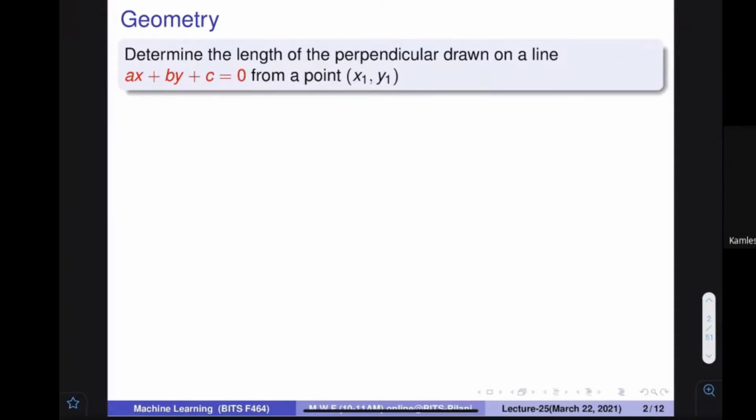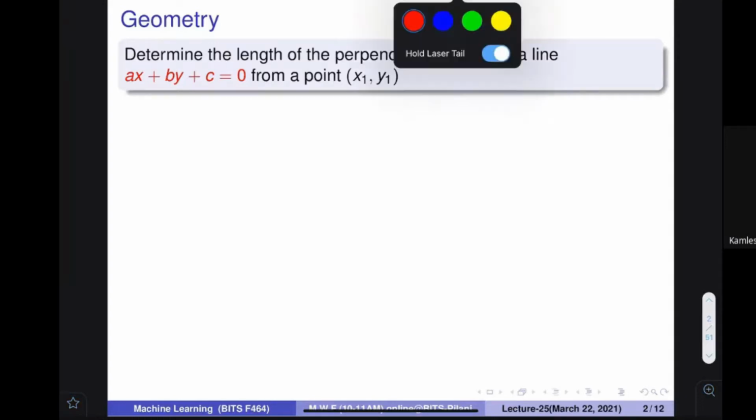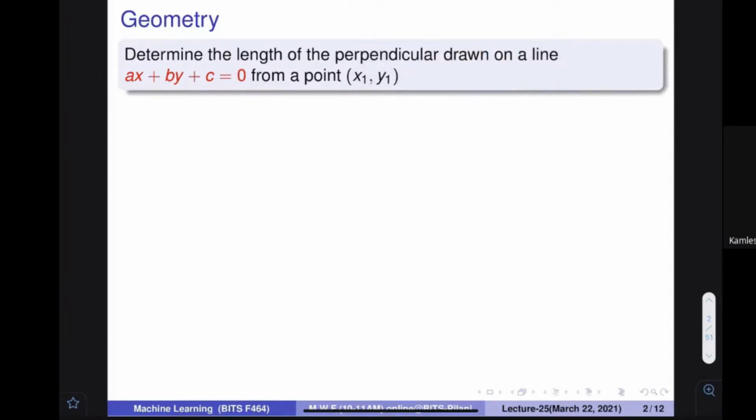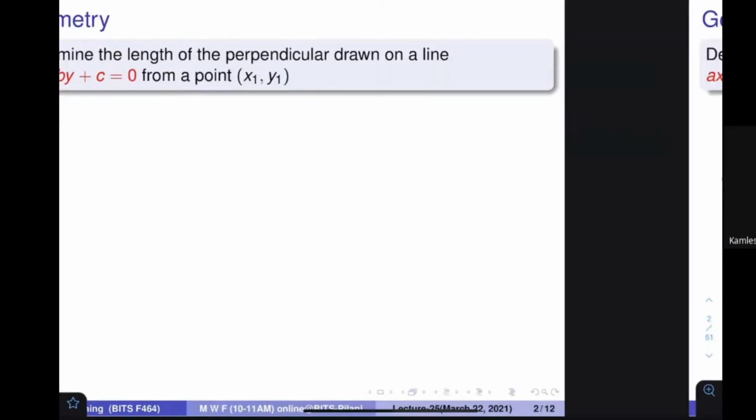When the equation comes, sometimes people find it difficult to relate, so I brought this topic so that your understanding becomes good. What is the topic? I wanted to discuss with you: can you determine the length of a perpendicular drawn on a line, for example ax + by + c = 0, from a point, let's say (x1, y1)? Can you find out the length of the perpendicular?